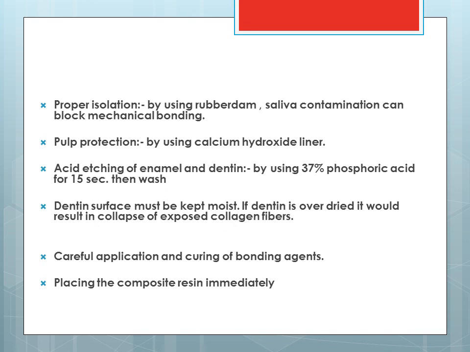So, what are the important clinical aspects? First of all, proper isolation by using rubber dams. Saliva contamination can block mechanical bonding. We have to carry out pulp protection, especially if it's a deep cavity, and we do that by applying calcium hydroxide. This is a cement we will be studying in detail later. Acid etching of enamel and dentin is carried out by 37% phosphoric acid for 15 to 30 seconds, and then we wash and dry it.